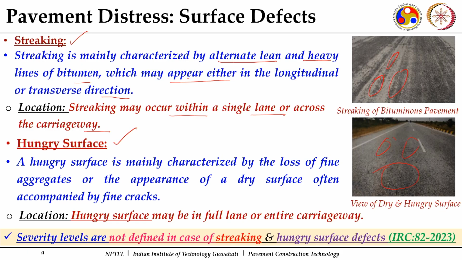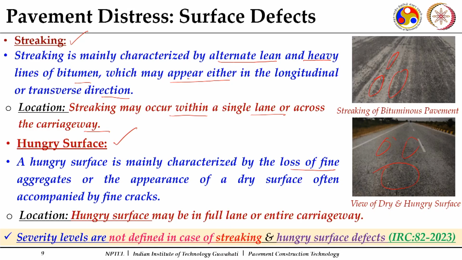Then the other surface defect is hungry surface. A surface which looks hungry means we are finding that there may be some loss of fines or inadequate binder. Specifically when fines are less, the surface appears to be hungry, because the fines are the ones which hold the highest amount of binder, as they have high surface area. So, if there are inadequate fines, then the surface appears to be hungry. A hungry surface is mainly characterized by the loss of fine aggregates. If fines are not there, it looks like a dry surface, often accompanied by fine cracks.